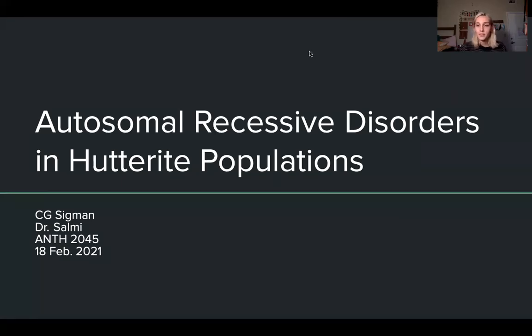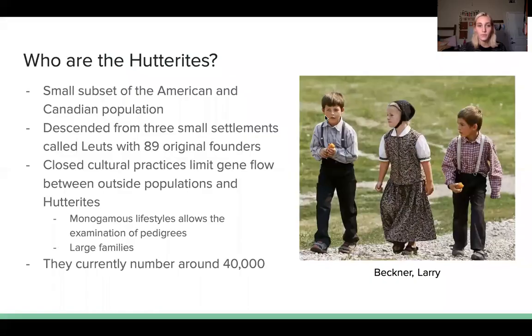Hi, I'm CG Sigmund, and for this project, I researched autosomal recessive disorders in Hutterite populations. So I wanted to start by explaining a little bit about who the Hutterites are. It's a small subset of the American and Canadian population.